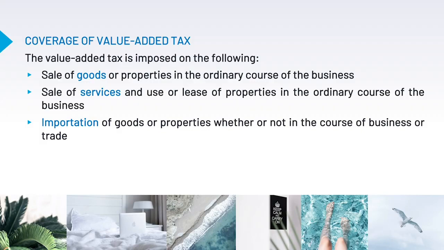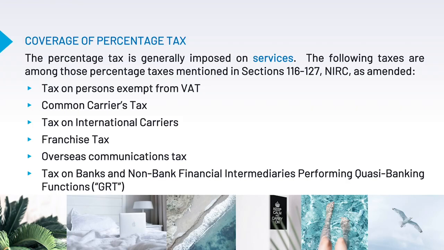Okay? Number 2, what is covered by the onerous transfer defined earlier is the percentage tax. It is usually imposed on services. Earlier, under the VAT law, it was sale of goods or property, services, and importation. So, percentage tax is generally imposed on services. The following taxes are among those percentage taxes mentioned in sections 116-127 of the National Internal Revenue Code, as amended.